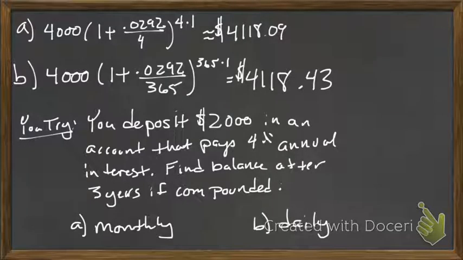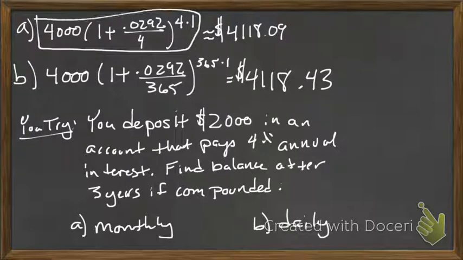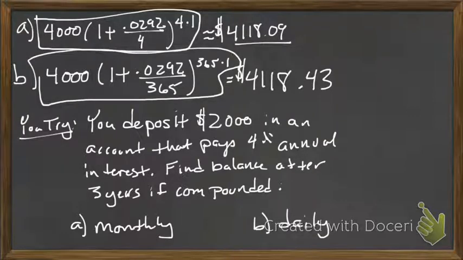Okay, so just to summarize what we just did for part A, this is really what I typed into Desmos and gave me the answer of $4,118.09. This is what we plugged into Desmos for part B if we were compounding 365 days a year, daily. And this is the answer it gave me.